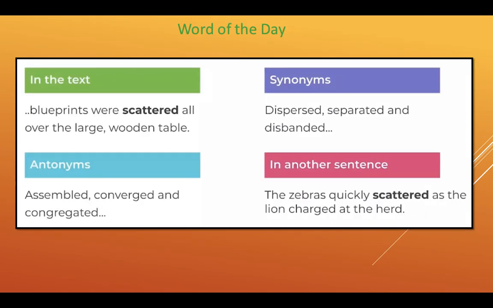Well, that's the text for this week, and we will come back to this text in a moment. So the word of the day is scattered. Blueprints were scattered all over the large wooden table. Synonyms for scattered are dispersed, separated and disbanded. So it means they're spread all over the floor. The antonyms for scattered are assembled, converged and congregated.